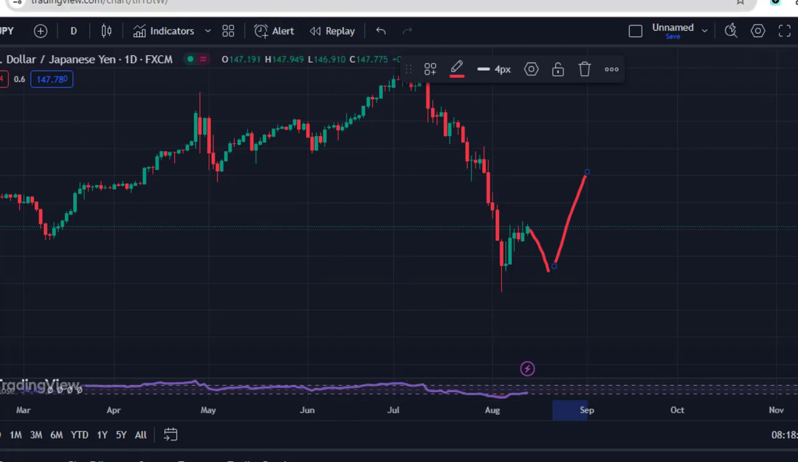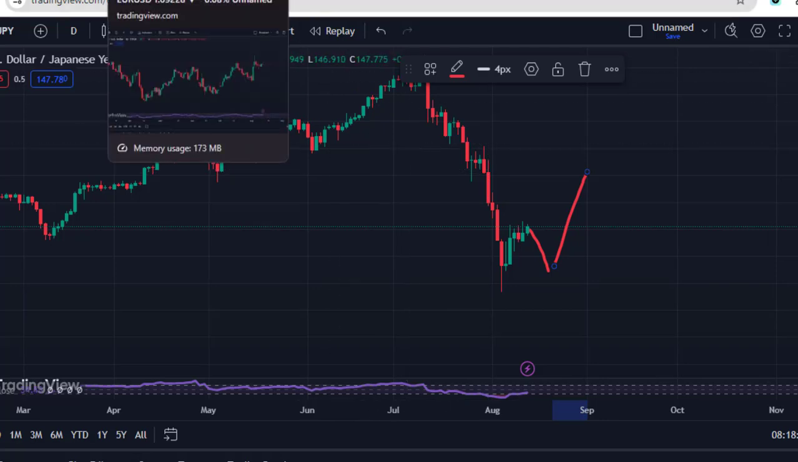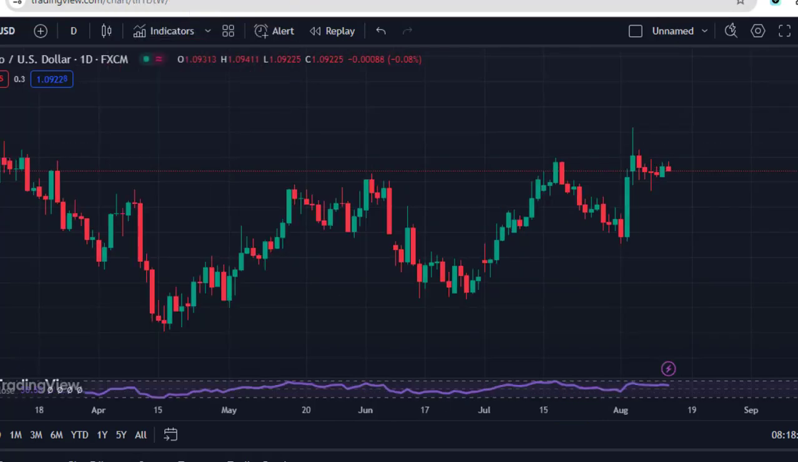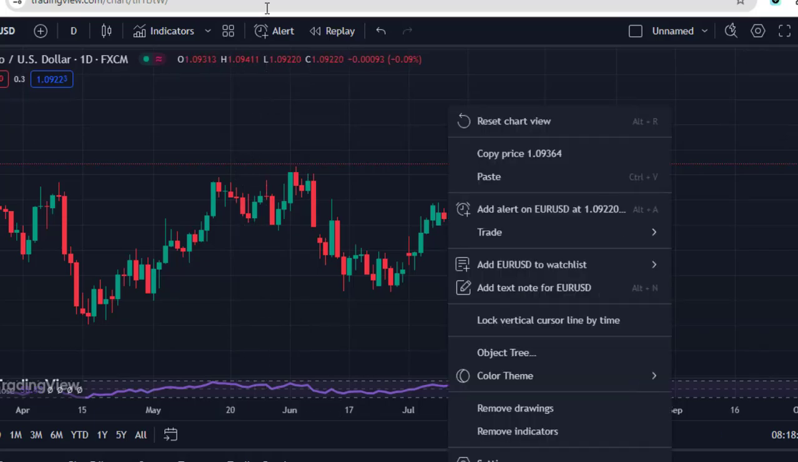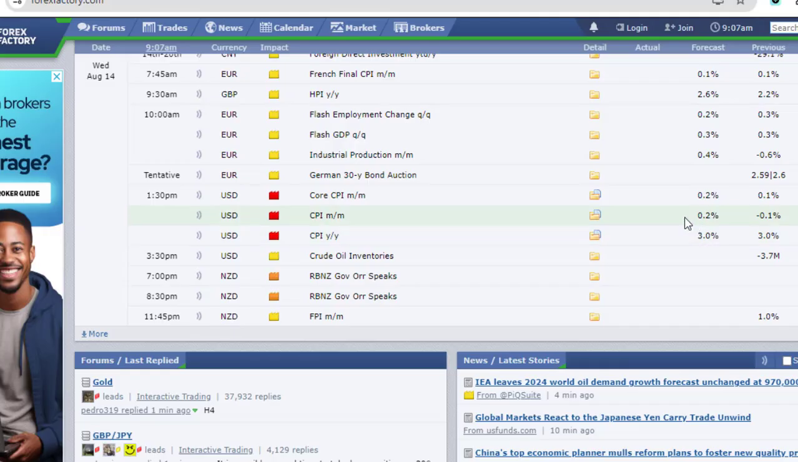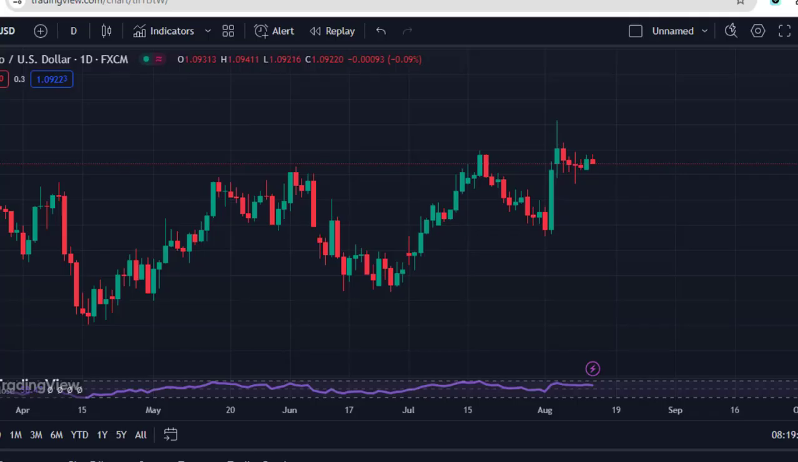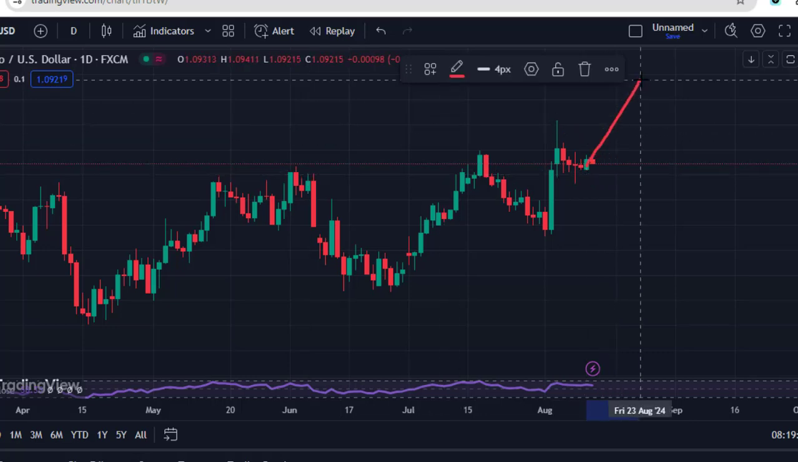The same thing for the euro, okay? Since in this euro case, euro is the base currency and USD is the quote or counter currency. For the case of Euro USD, if this very data comes out to be 0.1 or 0.15, okay, less than the forecast, then in this case it should favor the euro. This chart from this very point where the market is right now should move all the way to the upside.